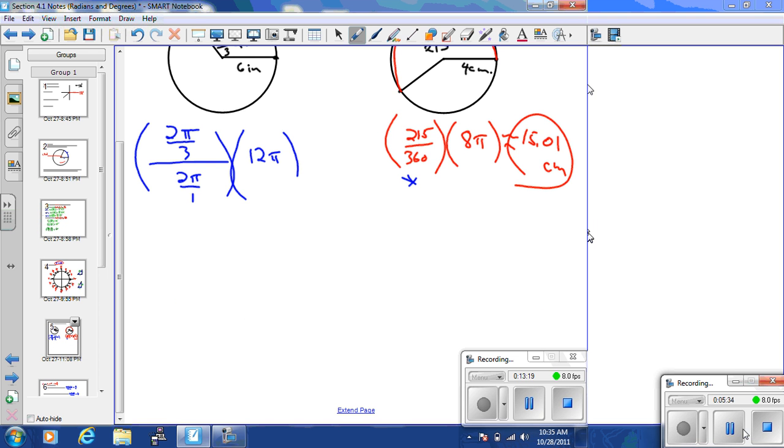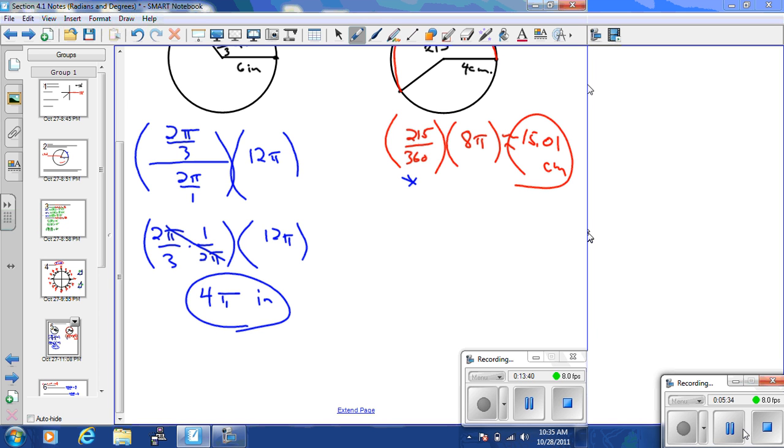If we simplify this, we know that when we divide by fractions, we're really multiplying by the reciprocal. So this becomes 1 over 2 pi. Well, the 2 pi's cancel each other out. I'm going to multiply that by 12 pi. So what's going to happen here is I have 1/3 of 12 pi, which is 4 pi. And that was inches. That's the length of this arc.